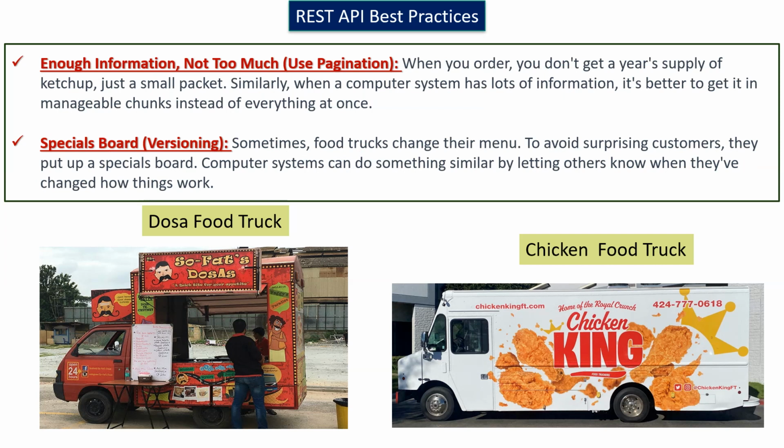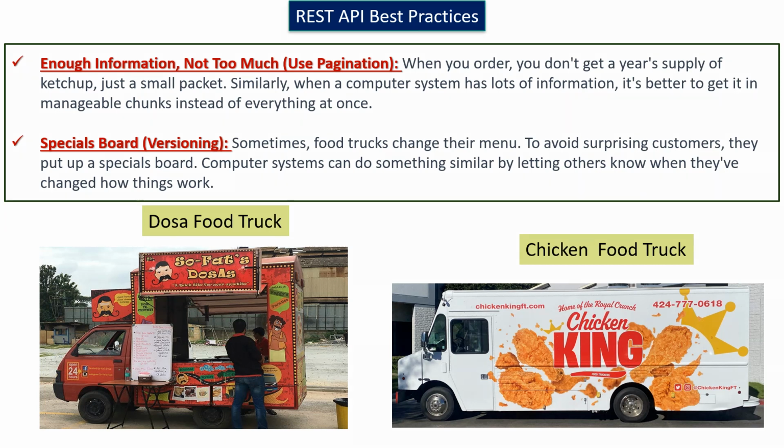Enough information, not too much information, which is equivalent to pagination in a computer system. When you order, you don't get a year's supply of ketchup. You will get just a small packet. Similarly, when a computer system has a lot of information, it is better to get it in manageable chunks instead of everything at once.